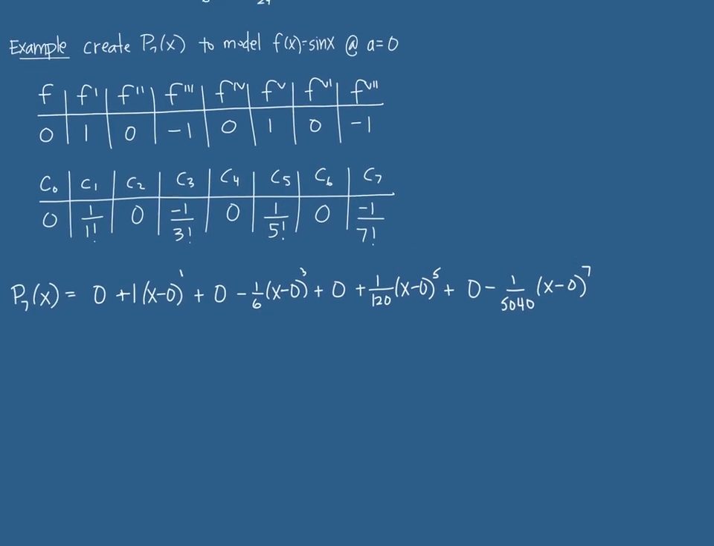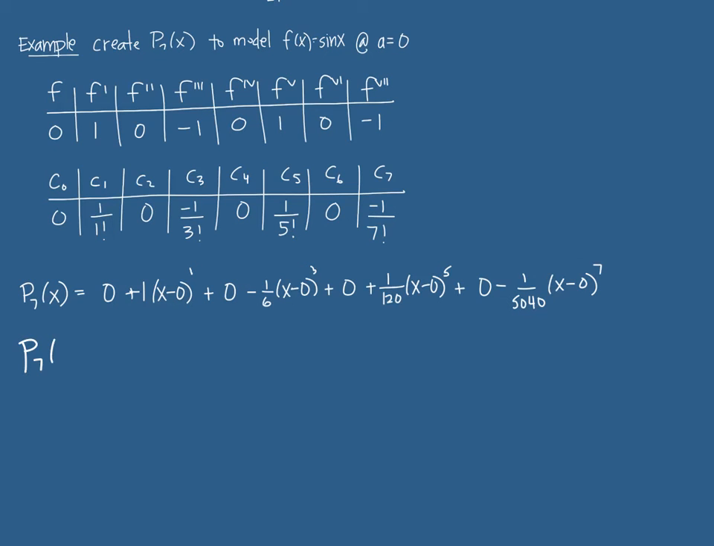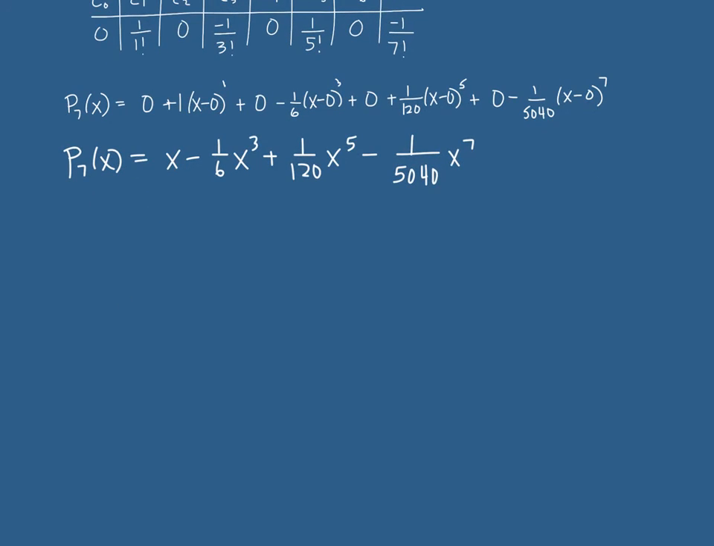Okay, so then if we just clean this up, the 7th order polynomial should be x minus a 6th of x cubed plus a 120th of x to the 5th minus 1/5040th x to the 7th. That polynomial, if you graph it, is going to look like sine. Shall we try? This I think could be our last one. We can't see it. I always forget that part.